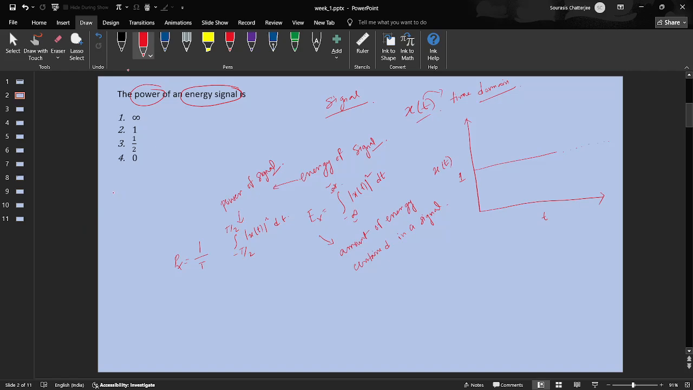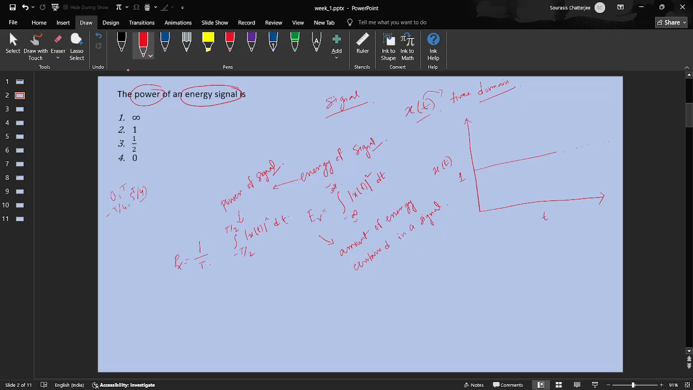Let's say it can be 0 to t, or maybe minus t by 4 to 5t by 4, something of that sort. Sir, I think limit t tends to infinity, you are missing. Yes, I'll come to that actually. Yeah, thanks for pointing out. But yeah, that is what I mean by power.